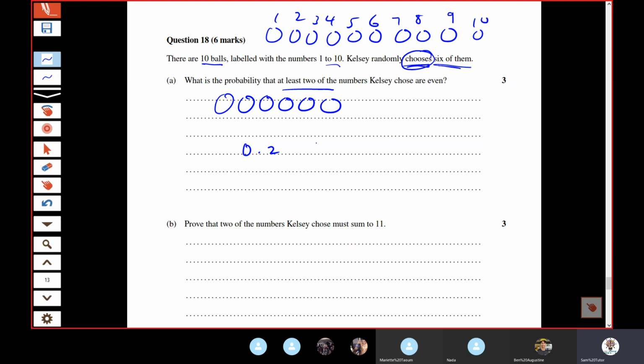All right, how did you think of it? 1 minus the probability of no even chosen. No, because if you do no even chosen, then you're going to get 1 even chosen, which you don't want. You want at least 2 even chosen. So if you're going to do 1 minus, you'll do 1 minus no even minus 1 even.